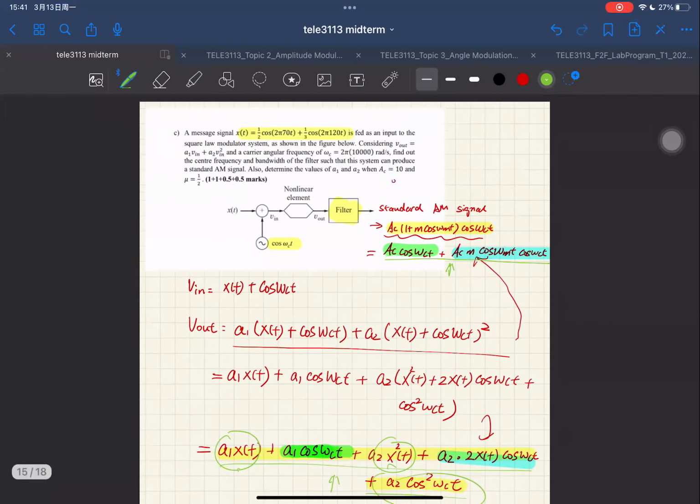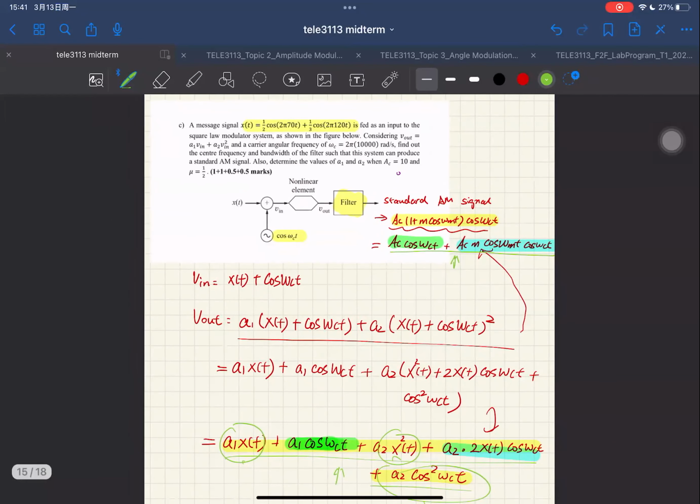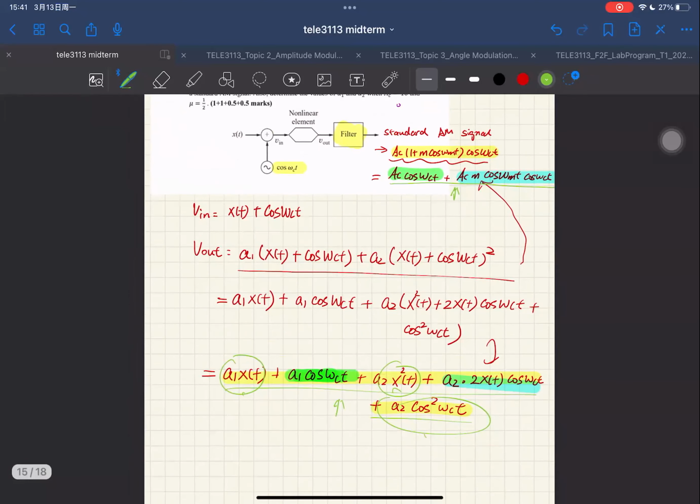Because the question says we want a standard AM signal at the output of the filter, right? So this is the signal we get at these stages, V out. And after it goes through a specific filter that we design, we can get rid of all these three terms, being left with these two terms.